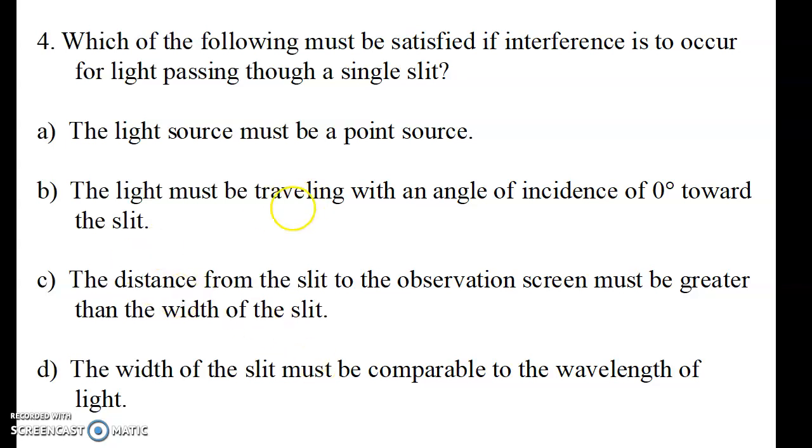Okay, which of the following must be satisfied if interference is to occur for the light passing through a single slit? And this is the answer, D. The width of the slit must be comparable to the wavelength of the light.